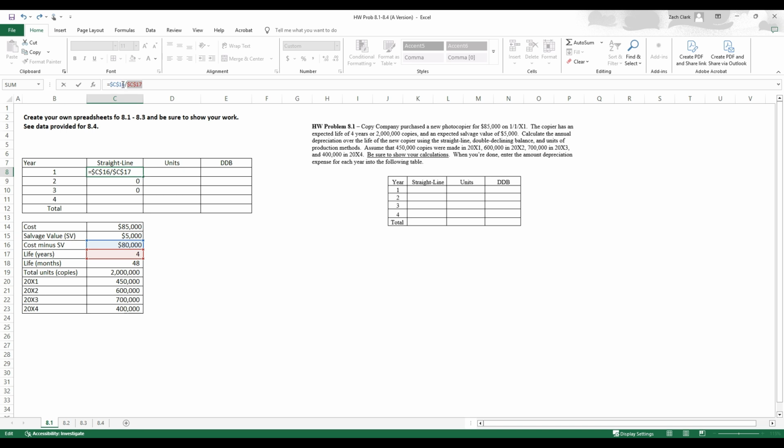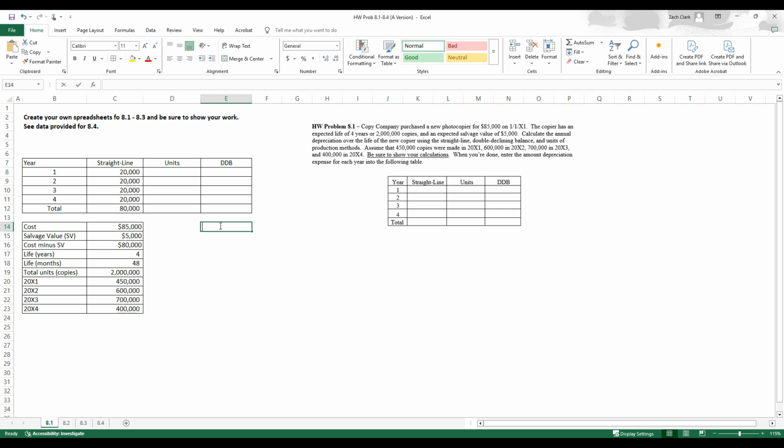You can do this manually as well once you understand the formulas, but doing F4 is just an easy way to do that. And now we can drag down, and you can see the C16 divided by C17 formula stays the same in every cell. And that's what we want. And if we add all those together, we get $80,000 of depreciation expense after the 4 years of life. So 4 years is done.